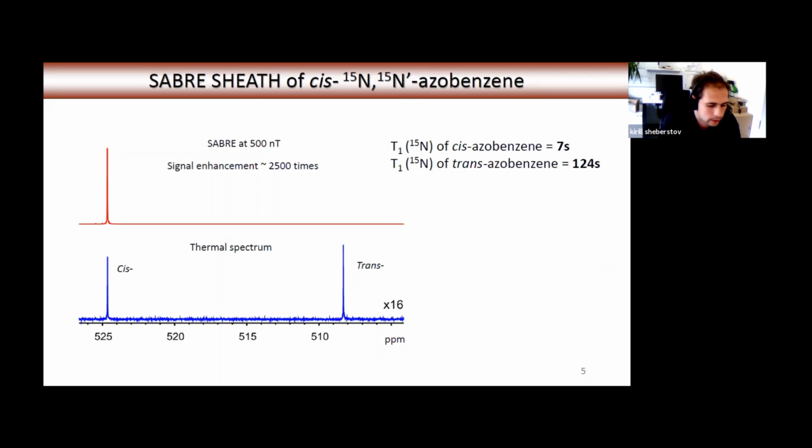And we optimized conditions and studied a few dependencies of these processes. Especially we studied the dependence of the T1 relaxation time. It appeared that for the SABRE solution at 500 nanotesla, cis azobenzene relaxes pretty fast, with a relaxation time of 7 seconds. But under the same conditions, in the same solution, trans azobenzene has a T1 relaxation time of approximately 2 minutes, which makes it promising for hyperpolarization and photoswitching experiments, because it is possible to accumulate trans azobenzene while performing SABRE and shining light simultaneously. So now we're preparing these experiments. And with that, next slide, please.